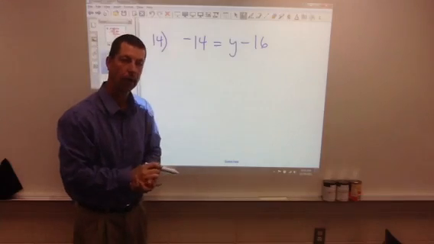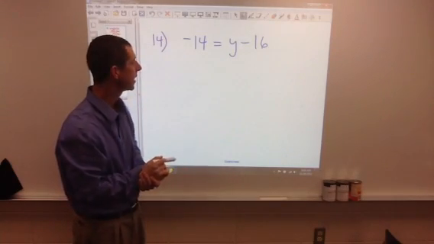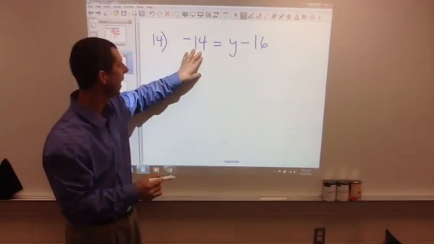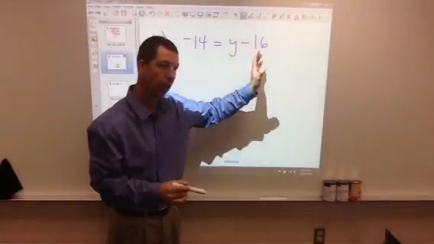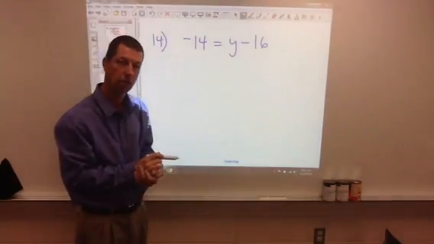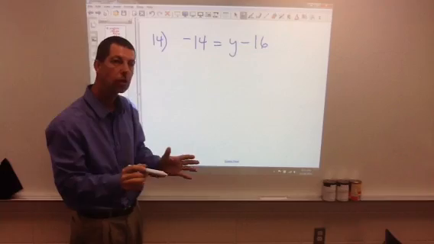Let's look at another one. Here's one that's a little more difficult. It's set up just a little different. In this case, we have the variable on the right side instead of the left side like you saw in the previous problem. We're going to do the same thing.